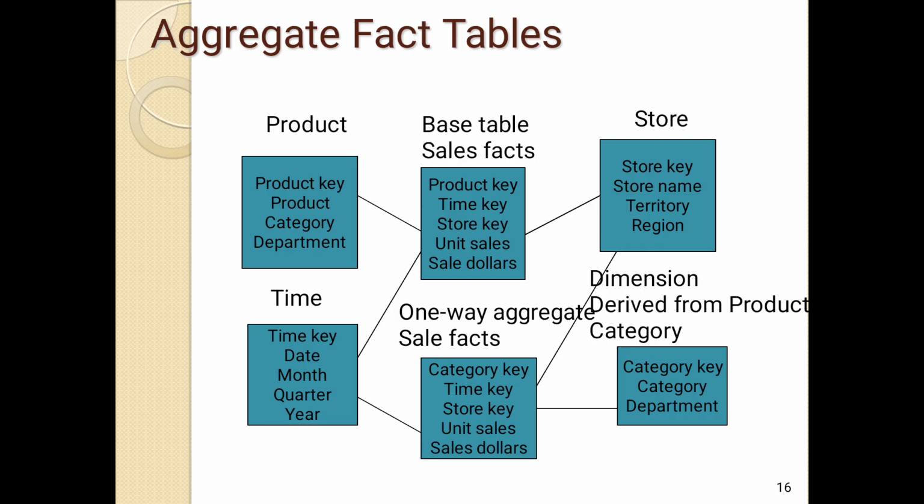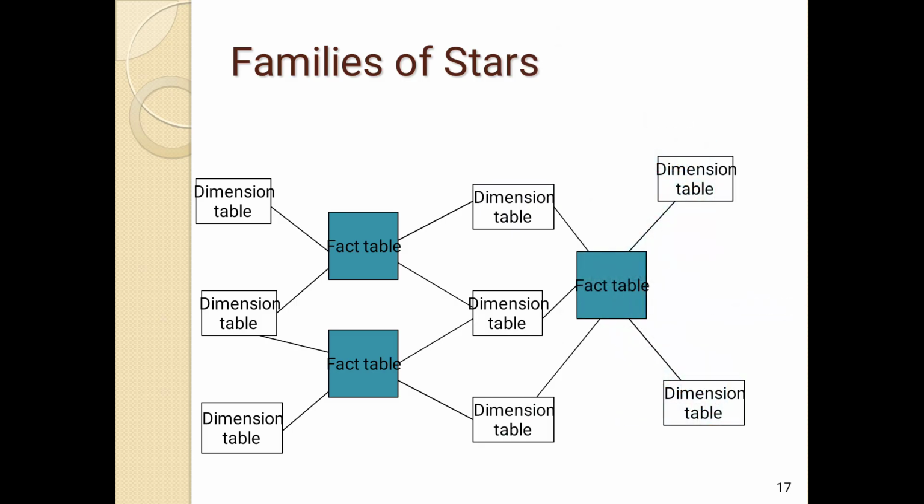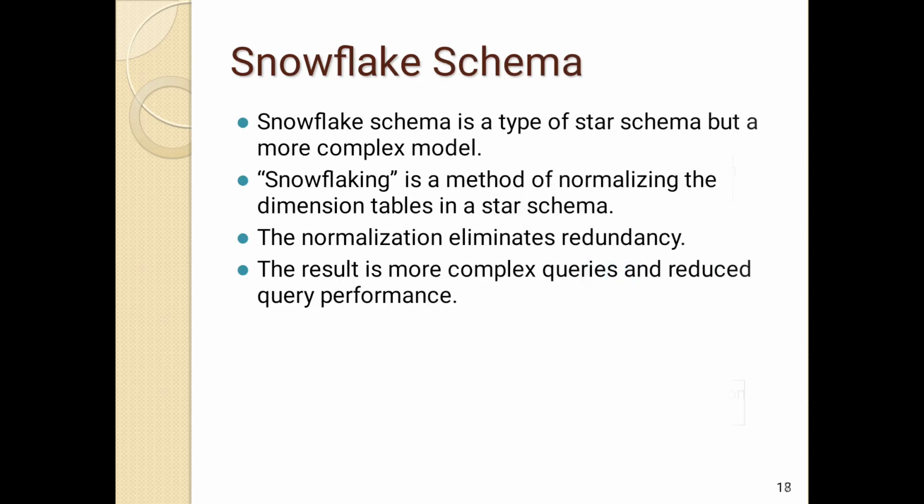So that's a base table for sales. So here is a category. So what about the category? Under the region we are having time key, store key, unit sales, sales dollar, category key, category, and the department we are having. So next, families of stars. So more than one fact table and how the dimensions are connected with each and every fact table. So we are having more than one fact table that was connected with different dimension tables. So that is called families of stars.